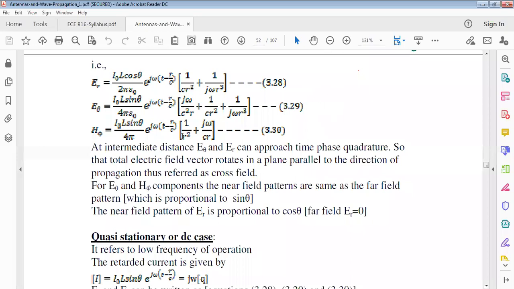Once we derive the expressions for these field components R, theta, phi, the actual problem starts here. The actual derivation starts here. If you are able to remember these expressions, then it is very easy to derive the expression for the radiated power of any antenna element. Understand?